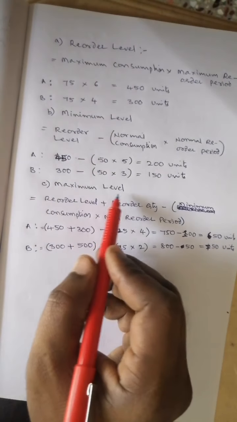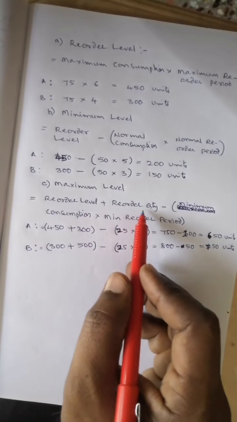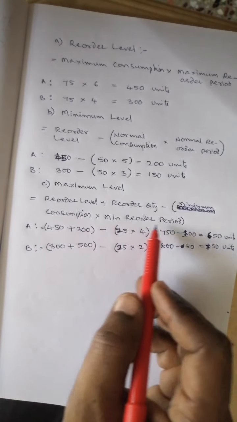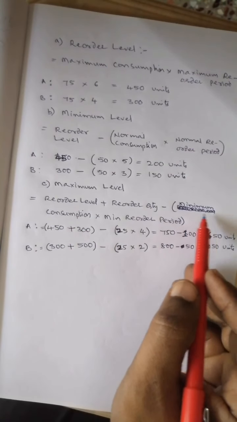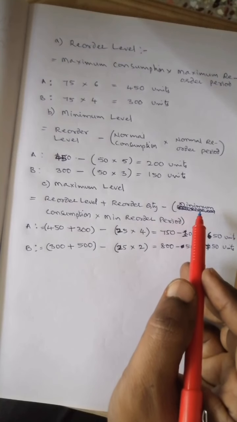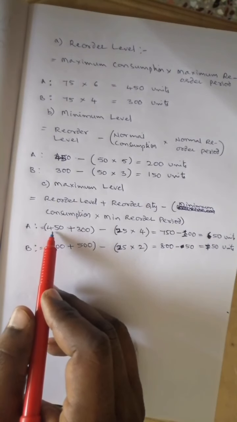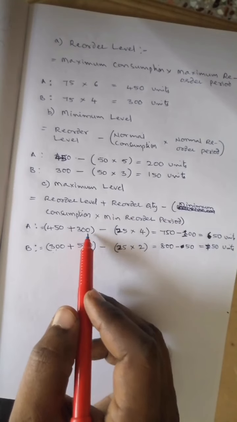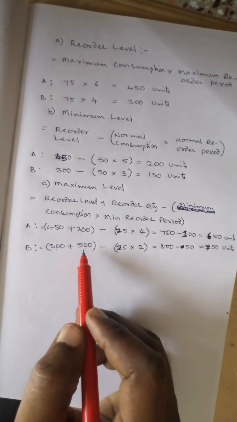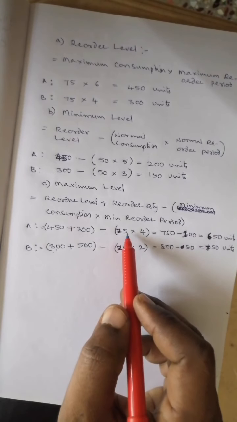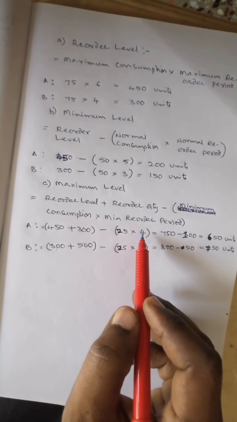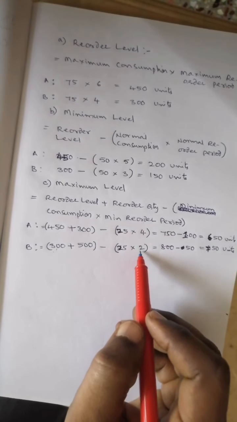Going for the same, maximum level is equal to reorder level plus reorder quantity minus minimum consumption into minimum reorder period. Initially I wrote here maximum, which is not correct, it is minimum. So reorder level for A and B is 450 and 300, and reorder quantity for A and B is 300 and 500, which is given in the illustration, and minimum consumption for both components is 25 units, 25 units. Minimum reorder period for both are different, given in the illustration, 4 weeks and 2 weeks.